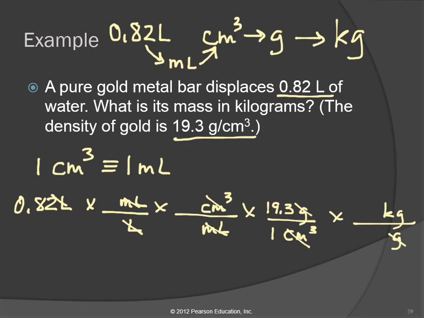What's the other one that we've got written out? This one, right? So 1 cubic centimeter is the same as 1 milliliter. So that was easy.